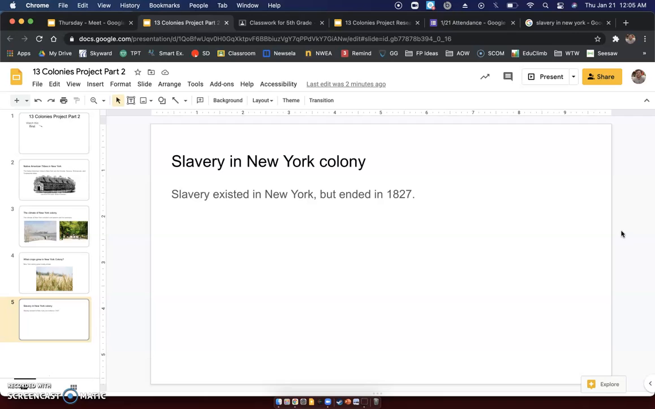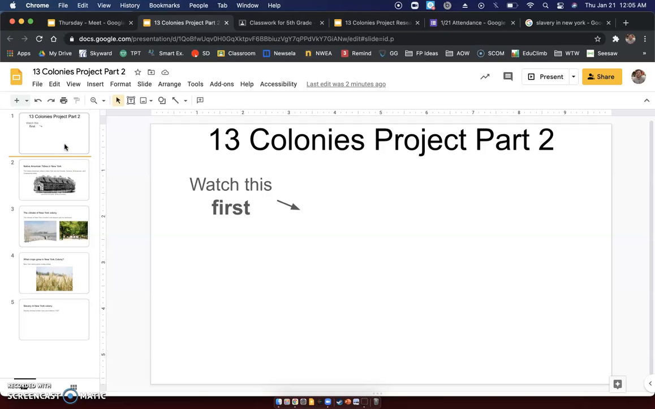Okay. So, that is the rough draft of part 2 for our 13 Colonies project. Like I said, tomorrow we'll take these slides and put them into a final copy to be ready to be graded.